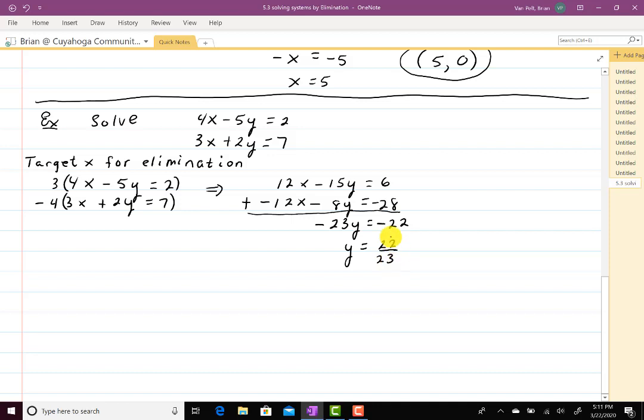Now if this were the substitution method, you would have to take this horrible thing, plug it back into some previous equation, and deal with that horrible fraction. But this method avoids that till the last step. How do I go about getting the x's now that I know the y values? I'll write them again. 4x minus 5y equals 2, and 3x plus 2y equals 7. Now I'm targeting the y, so target y for elimination this time.